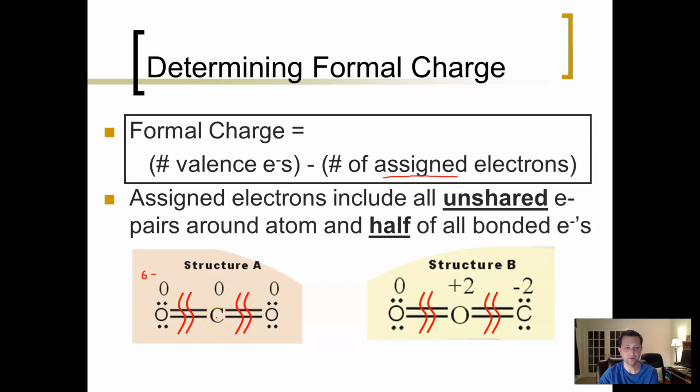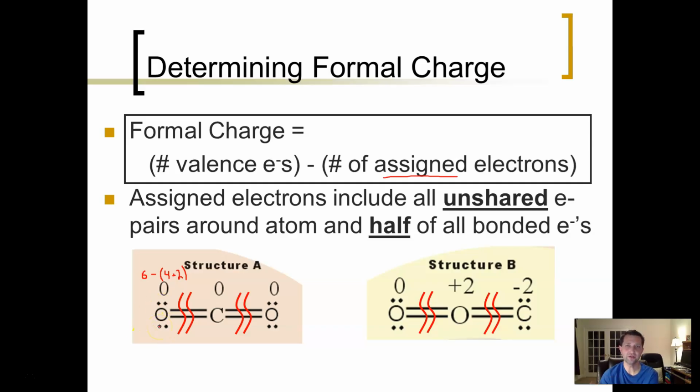Okay, so if we look at what our assigned electrons are, we have 4 of them from the lone pairs. Okay, so there's 4 there. In addition to the half of the bonded electrons. So in a double bond, you have 4 electrons, right? Half of that is 2. So 4 plus 2, okay? So you get 6 minus 6 gives you 0. So the formal charge on that oxygen is 0.